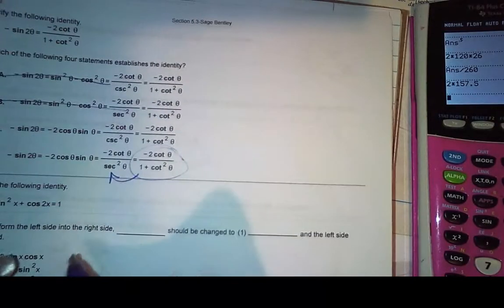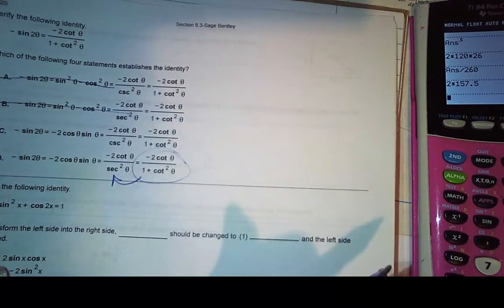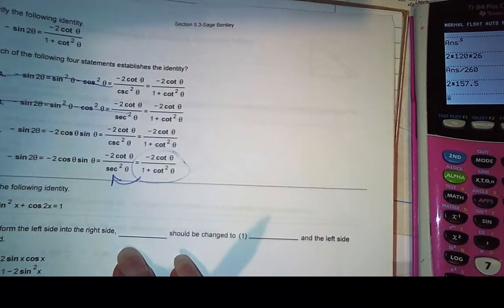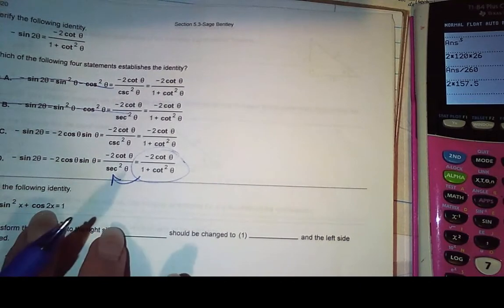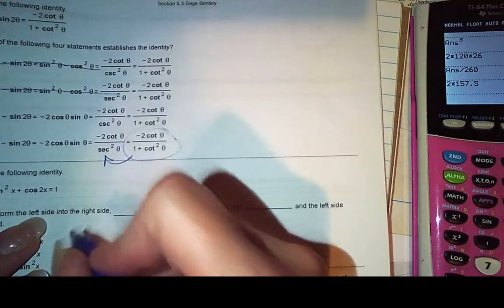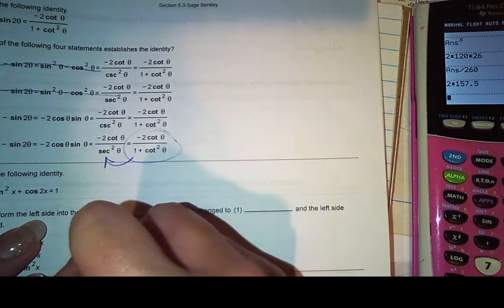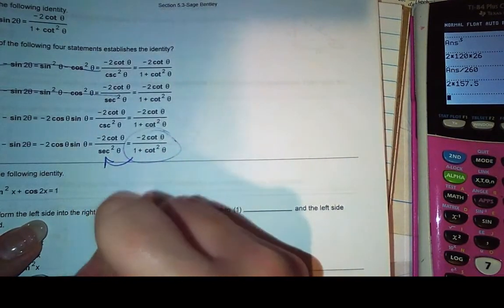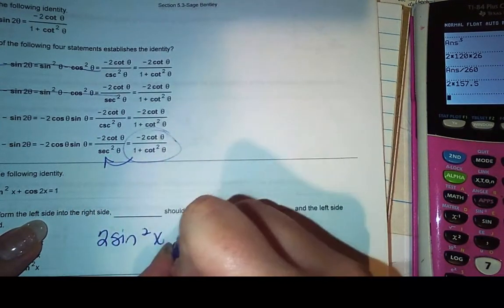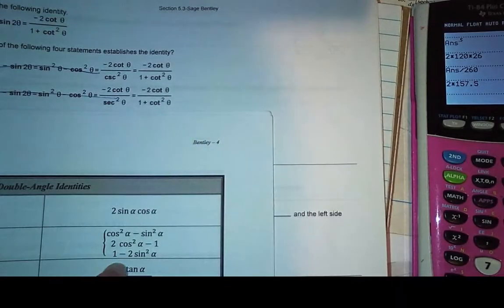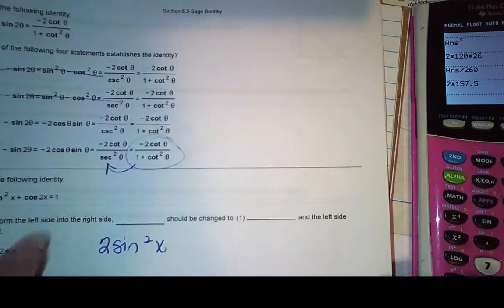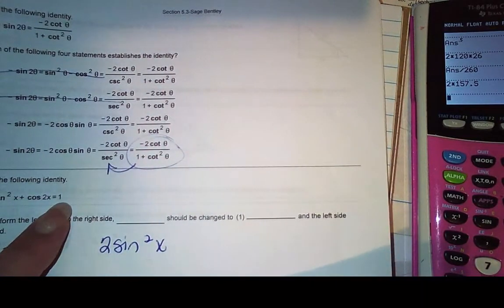So to transform the left side into the right side, I've got an angle measure, a double angle. So I've got a 2 sine squared x, and then instead of a cosine 2x, I'm going to grab one of these. Which one makes it friendlier if I'm trying to get this thing equal to 1?